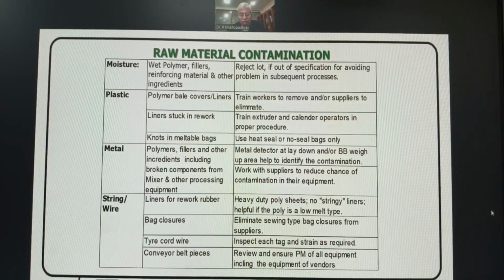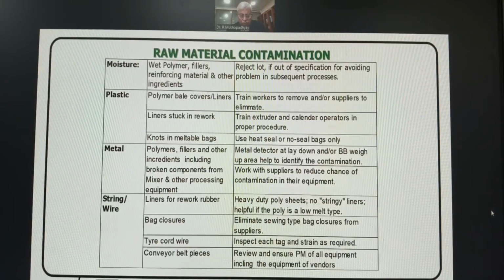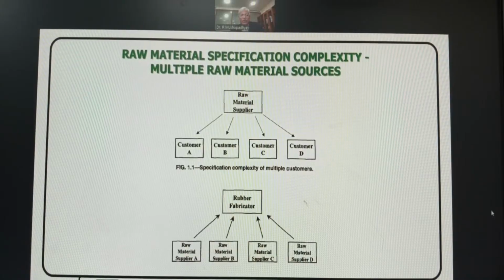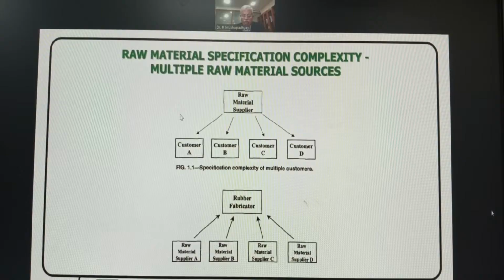Plastics or the tags and other polymer bales, liner, or the knots in the meltable rubber bags. That's also a dispersed material. Metal from polymer, filler, and others, generally metallic parts from different machine parameters during the maintenance and other. The liner or the rework rubber and all the strings, where available they are using, that is also the polymer.